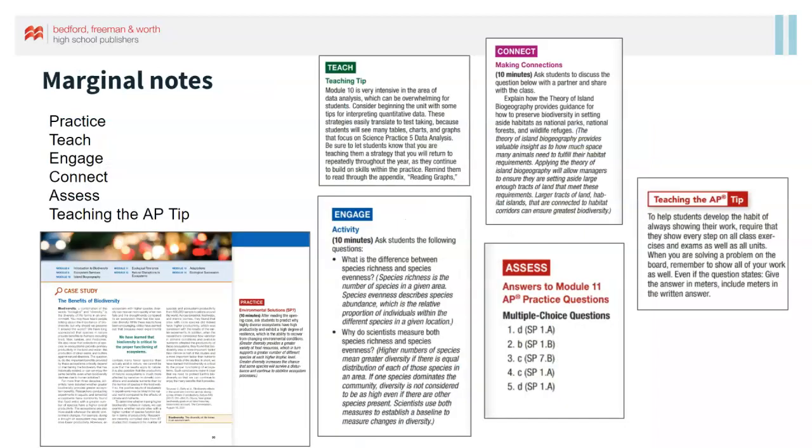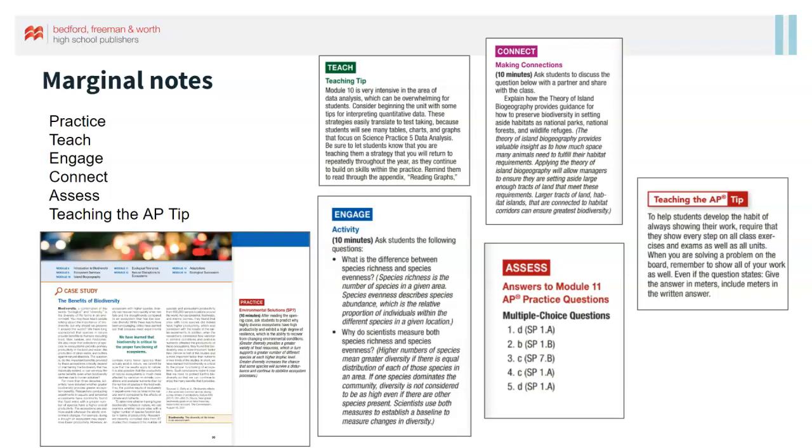After the opening planning pages, you'll find annotations in the margins. The marginal content helps you to, 1. Practice each of the 7 science practices from the course and exam description to prepare for the exam day. Notice the reference to the specific science practice.